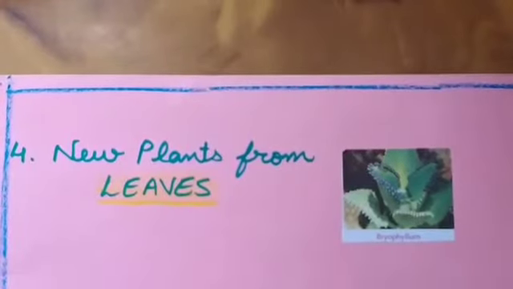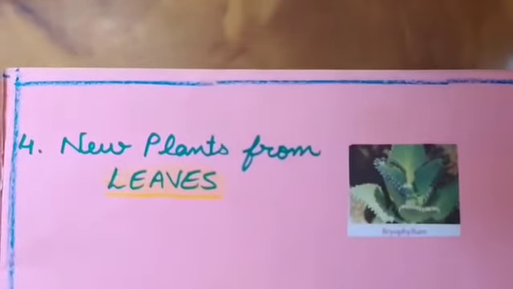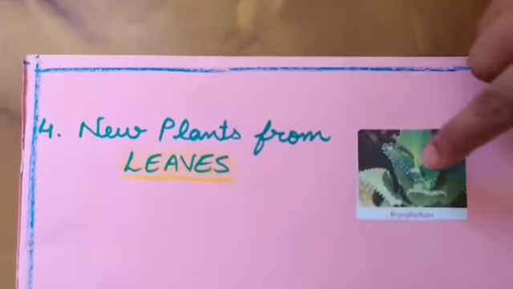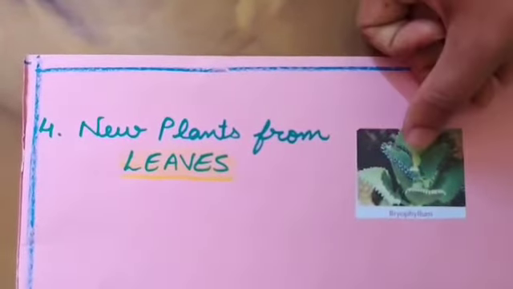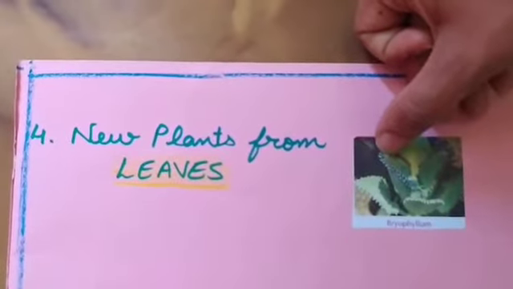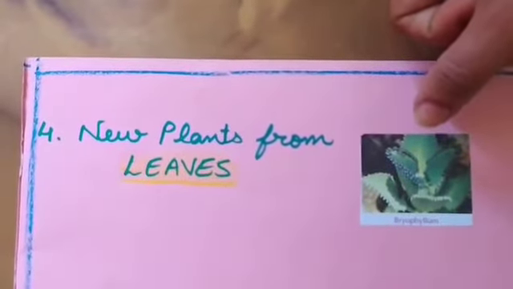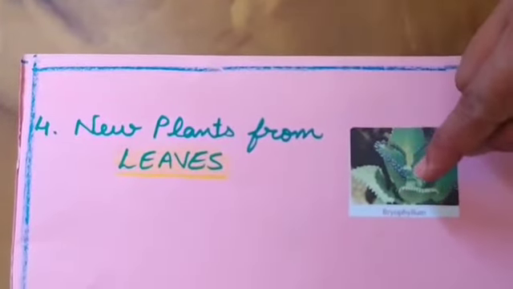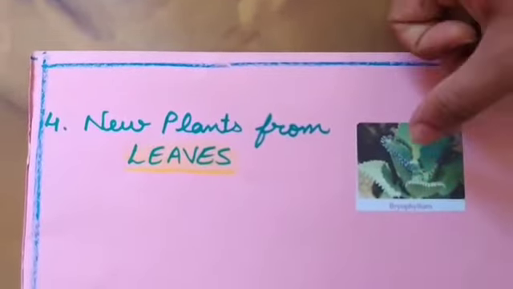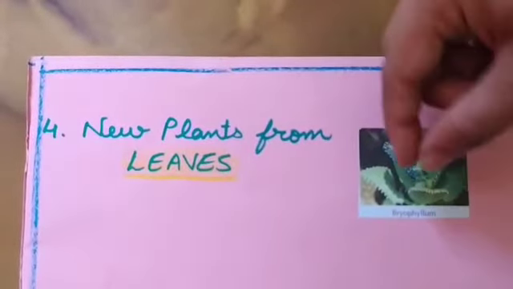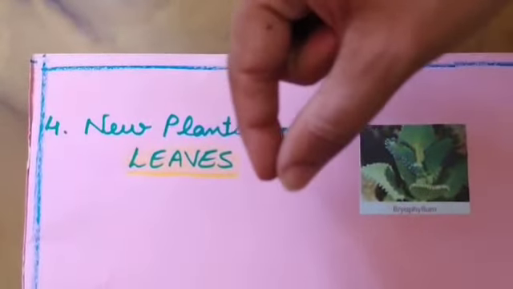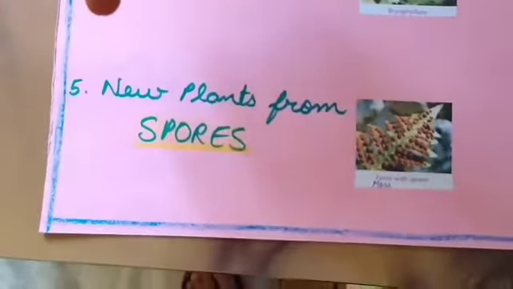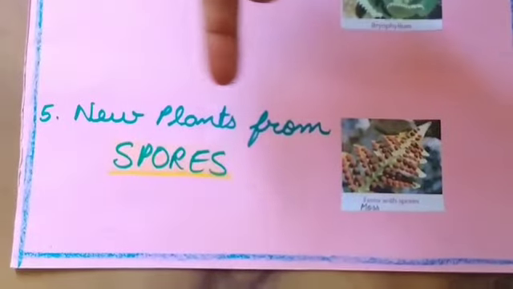The fourth way is growing a new plant with the help of leaves. Can you see a bryophyllum plant here? A single leaf is giving rise to new leaves, or new buds are developing at the margin of the single leaf. What happens? These buds, when placed in moist soil, will give rise to a new plant. Now the fifth method, new plants from spores.